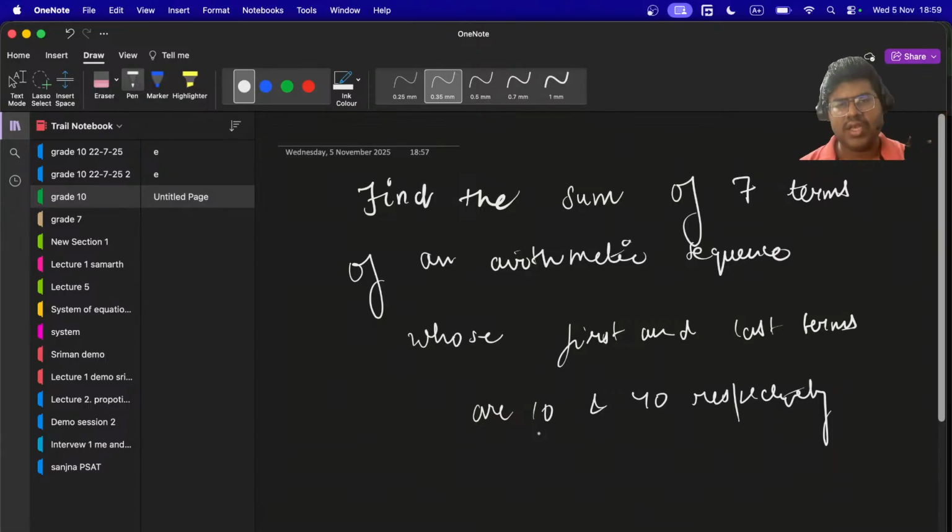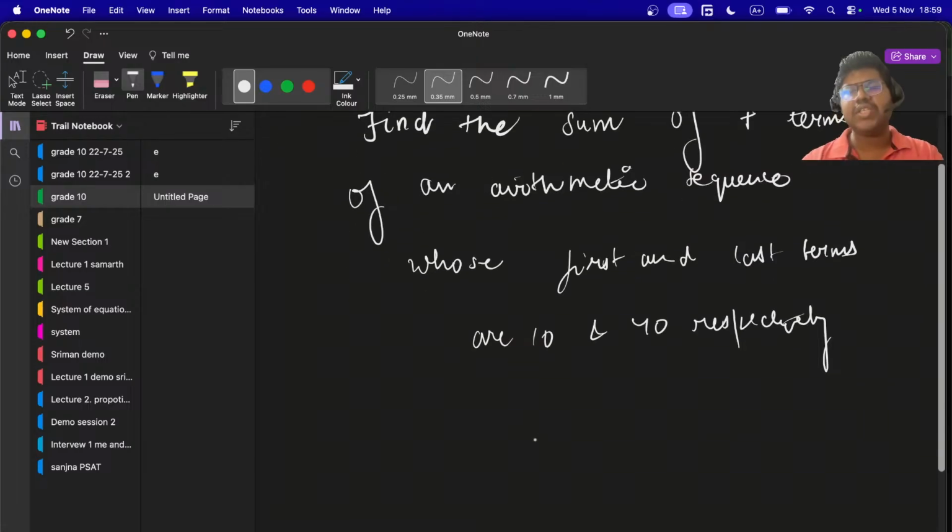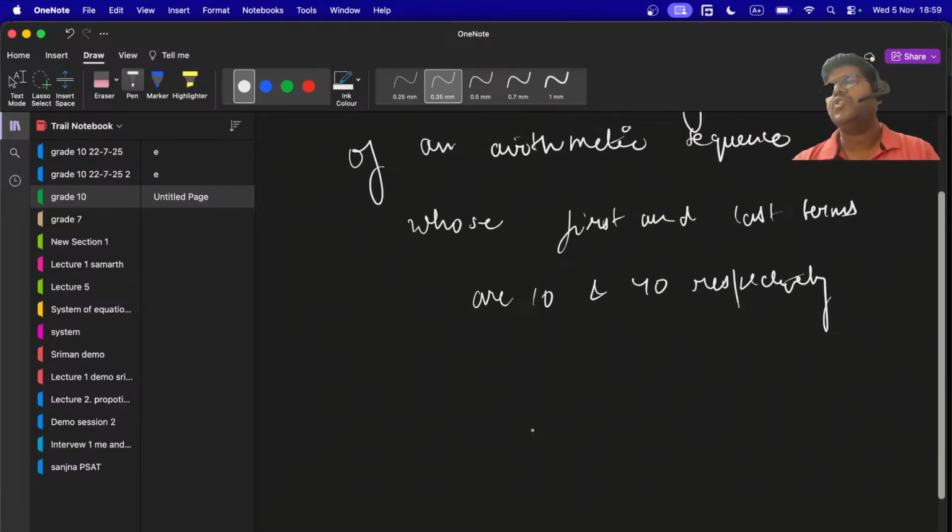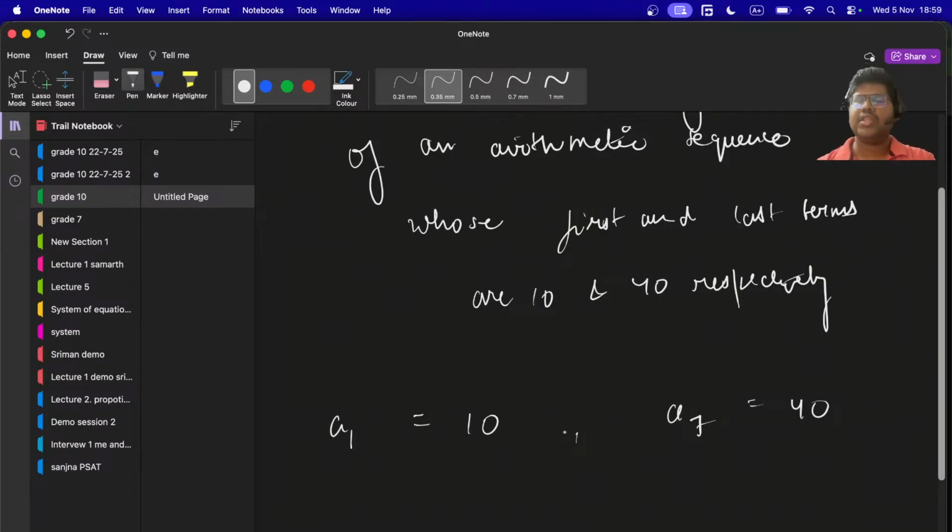So we need three things. The number of terms, which is already given. The first term, which is also given, it is 10 here. And d is not given, but the last term is given and the number of terms is given. So basically I know that A1 equals 10 and I know that A7 is 40, correct? So I know the first and the last term.